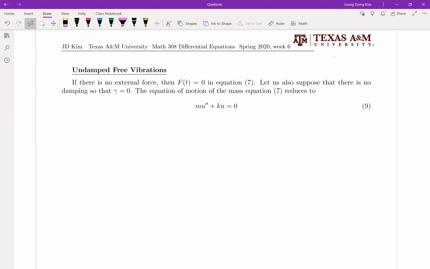Undamped means there's no damping term, which means gamma is equal to 0. And we also assume there's no external force as well. Then we will have this form: m u double prime plus k u equal to 0, and that's exactly a homogeneous second order linear differential equation with constant coefficients, because m and k are all positive constants. So we'll start from here.